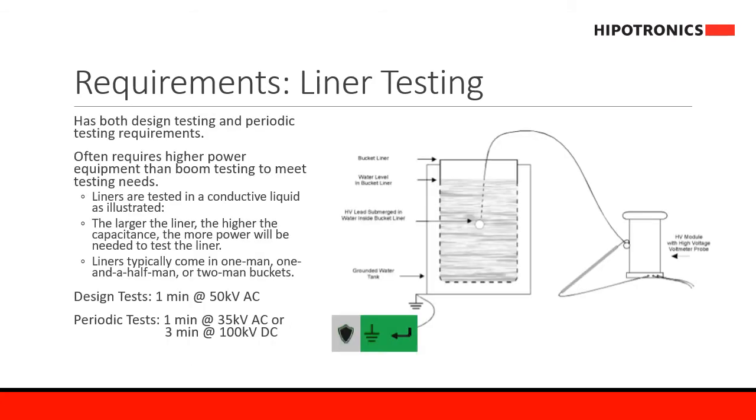In addition to the boom insulation testing, the liners that workers stand in must be tested. Liner testing often requires higher power test systems than boom testing due to the use of conductive liquids to ensure that there are no holes in the liner. This test has no leakage current requirement. The voltage must hold for the allotted time.